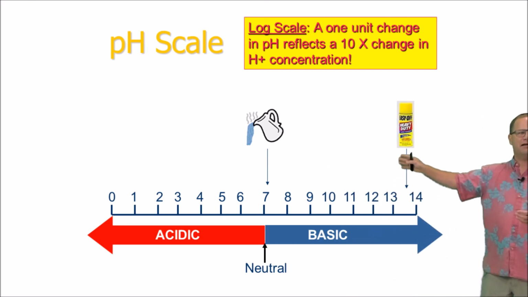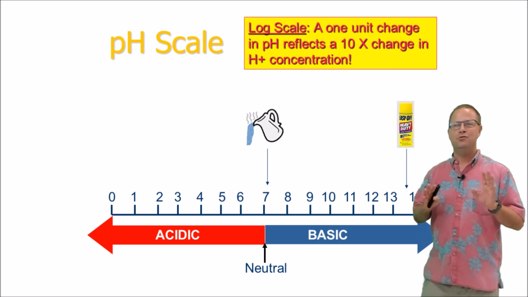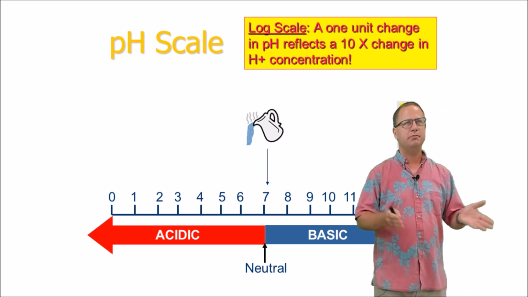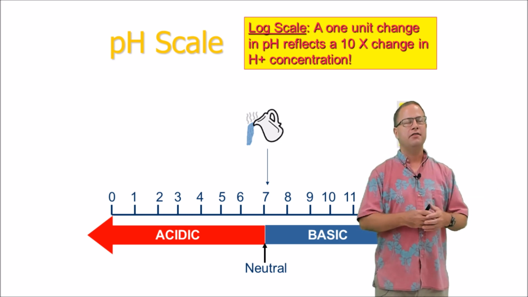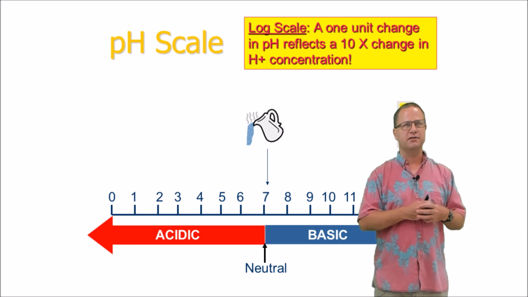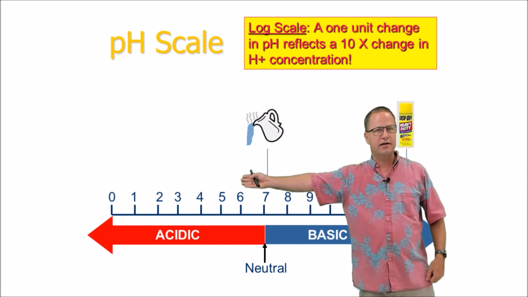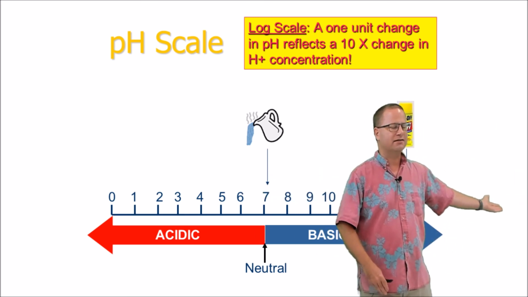Easy-Off oven cleaner has a pH of around 13 or so. You wouldn't want to get it on your skin because it is very corrosive. So things towards the middle of the pH scale usually tend to be less corrosive. Things towards the ends tend to be more corrosive. And remember, things that are below 7 are acidic, and things that are above 7 are basic.